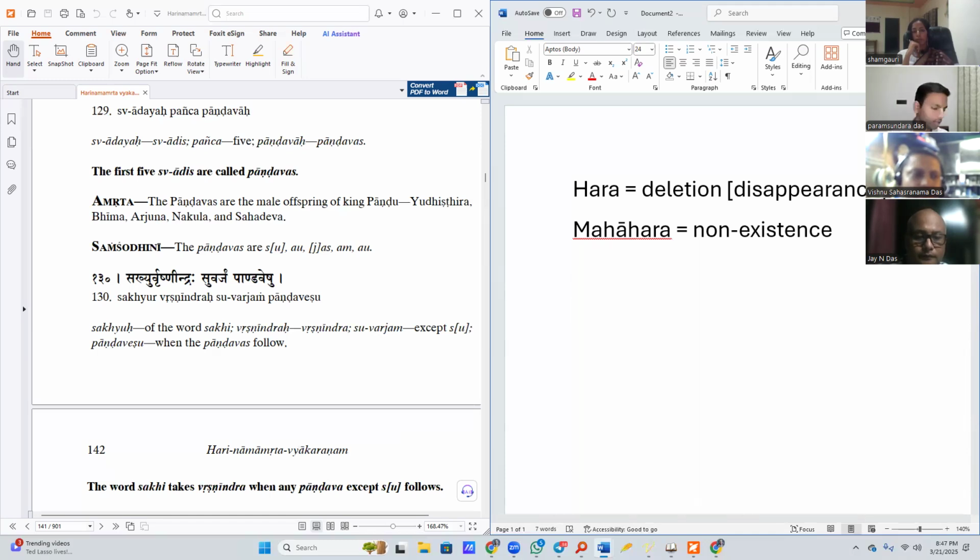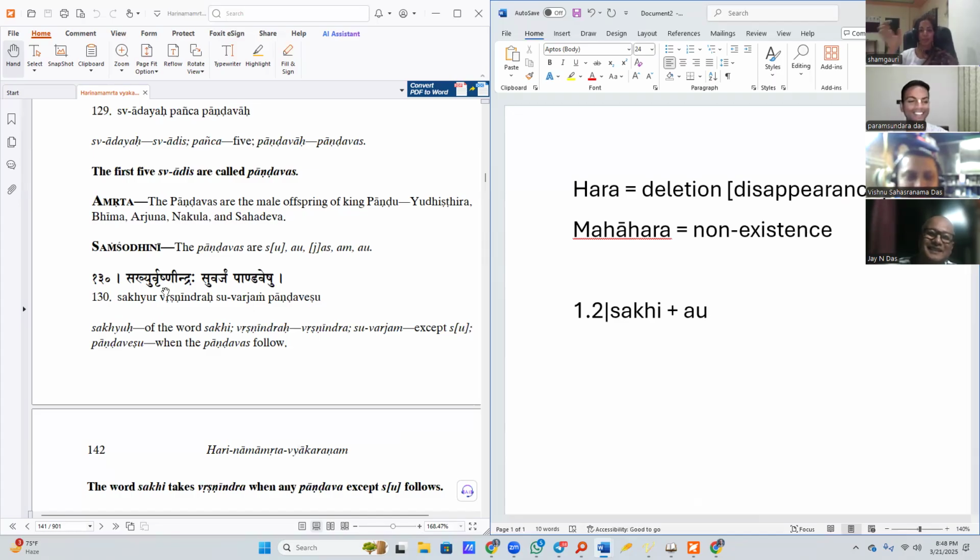Okay, so 1.2, Sakhi Shabda. So Sakyur Vrishnendra Suvarjam Pandavishu, 130. So today I'll also give you a bonus. We'll discuss the pattern or the trick, the method by which you can understand the sutras' meanings just by reading the sutras. I mean, if you are interested only, then I'll tell. Otherwise, I'll skip. Yes, Guruji, we are interested.